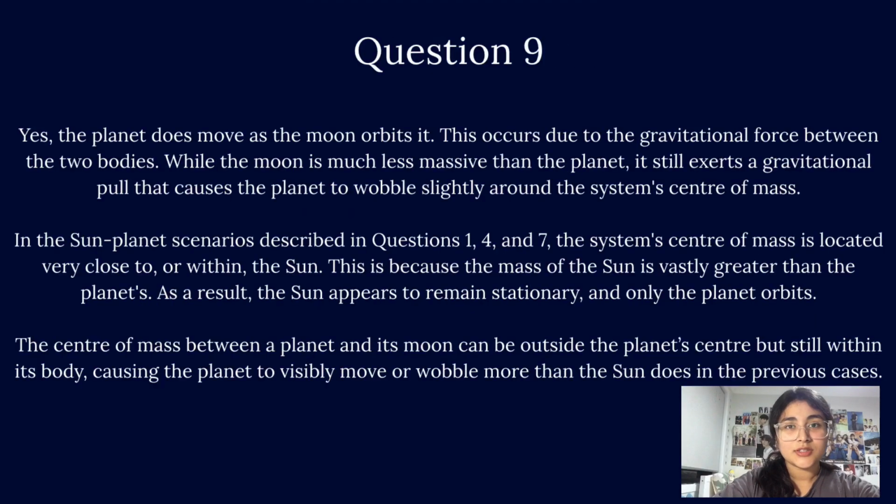In question 9, I observed that as the Moon orbited, the planet also moved. This is because the two bodies actually orbit a shared center of mass, known as the barycenter. In the case of a planet and its moon, this center of mass is closer to the planet, but still outside the moon. As a result, the planet appears to wobble slightly as the moon orbits it. This is similar to what happens with the Sun and planets, but the difference is scale. In the Sun-planet scenario, the Sun is so massive that the center of mass of the system usually lies inside the Sun itself, so the movement is much less noticeable.